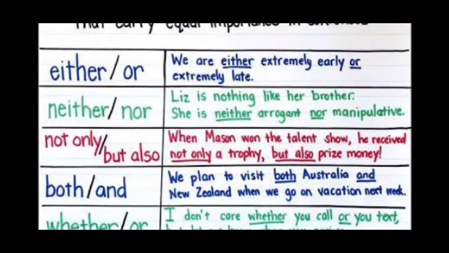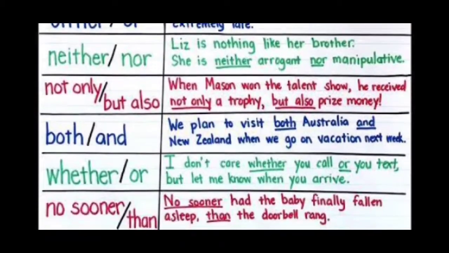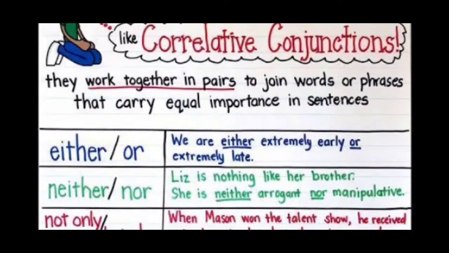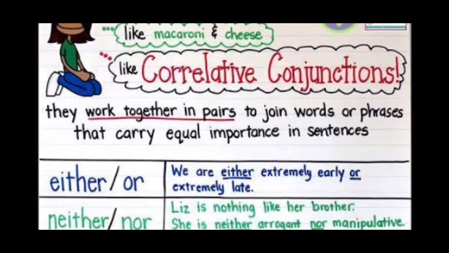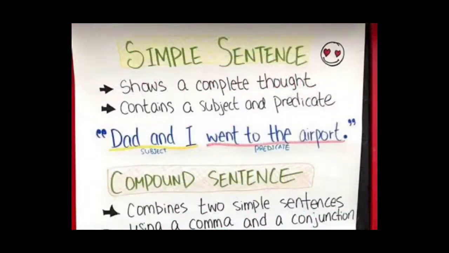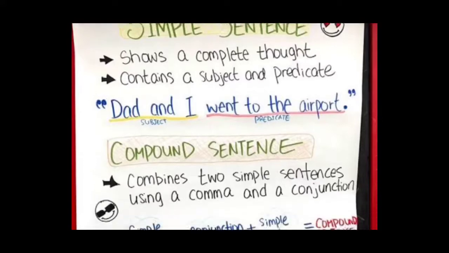So these are the correlative conjunctions we can use in some of the sentences of simple, compound, and complex sentences, children. And let's recall one more time. A simple sentence shows a complete meaning and contains a subject and predicate. For example, Dad and I went to the airport.